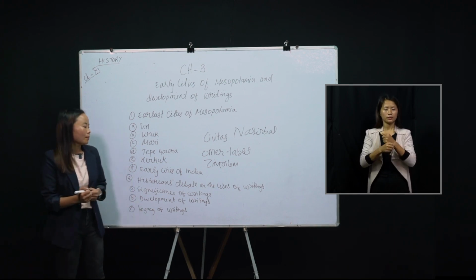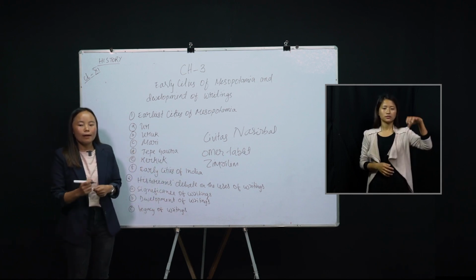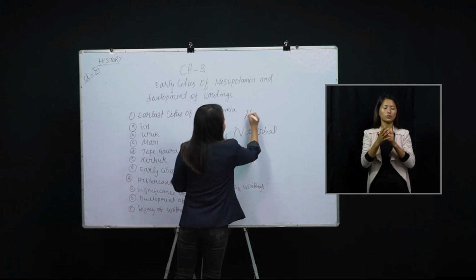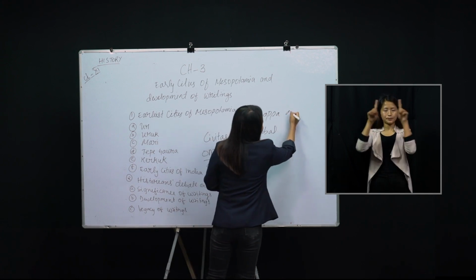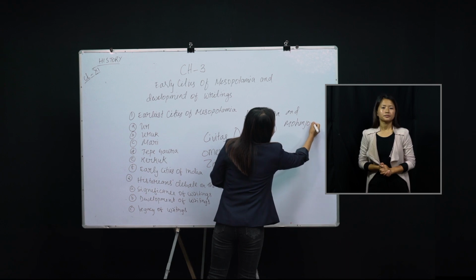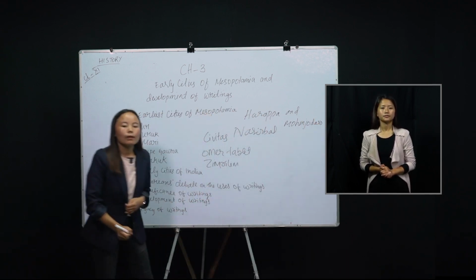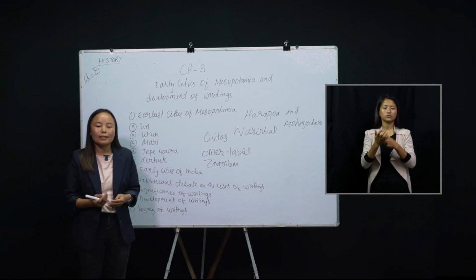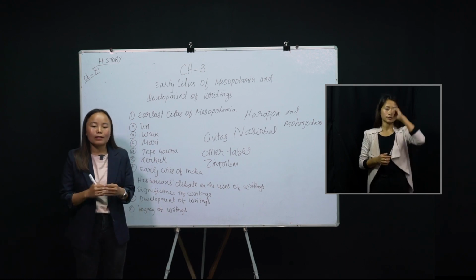And now we will discuss the early cities of India: Harappa and Mohenjo-daro. Harappa and Mohenjo-daro are the two earliest important cities of India, and these two cities were well developed.